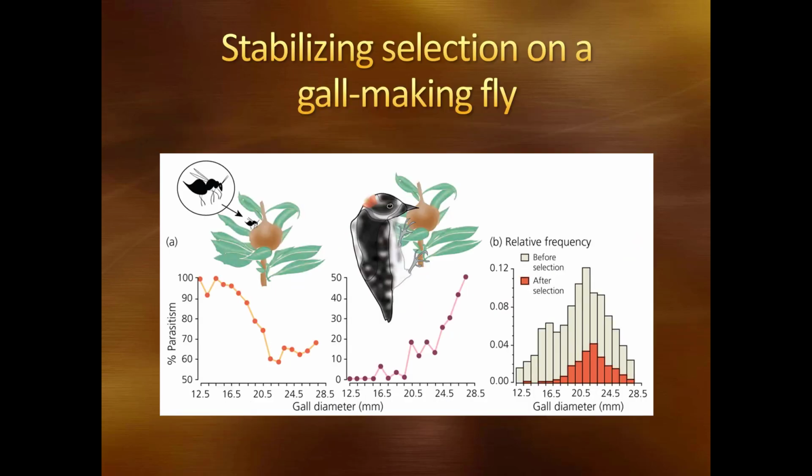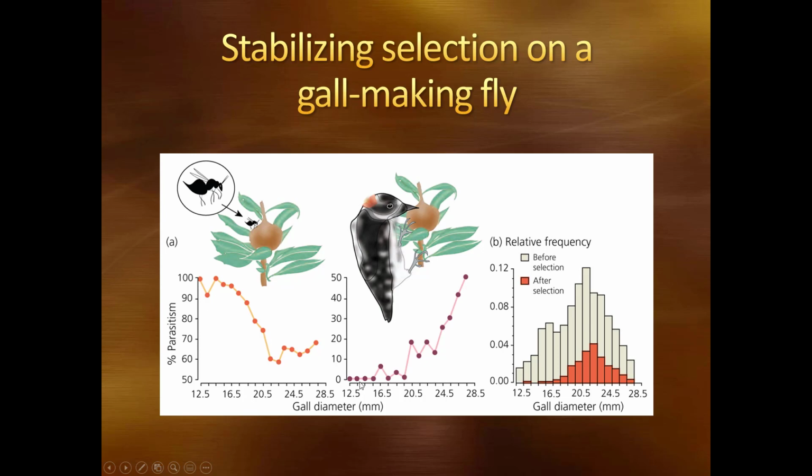These are some data showing stabilizing selection in a gall-making fly. Basically, what this is showing us is two things that are affecting the gall diameter in a plant. So what determines the optimal size to make a gall? Small galls get attacked by parasites. These are little tiny wasps that go in there and they tend to select these really small galls. If you're trying to avoid being parasitized by these wasps, then you would make larger galls.